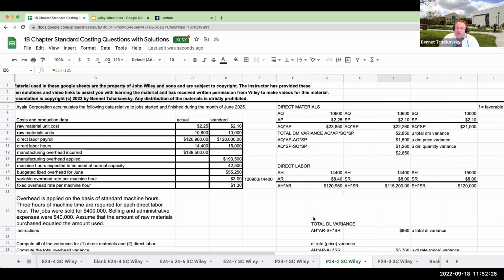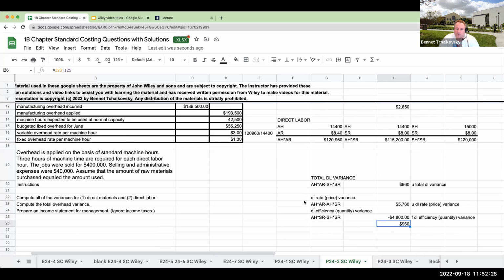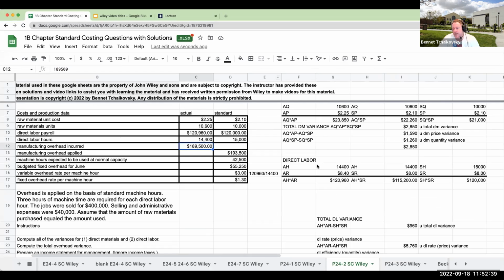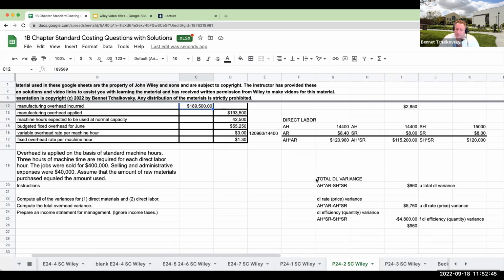Okay, now let's go have some fun with the overhead variance. So in terms of what I actually spent on it, and again, I'm not criticizing Wiley. It's just, if you're taking my class, you will not see overhead variance questions that look like this. The rate or the materials and labor, sure, but not the overhead.